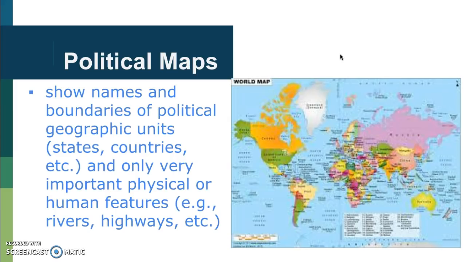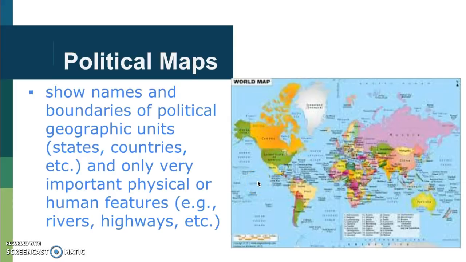Up first, political maps. I bet that you have seen these before. These are maps that show the names and boundaries of political geographic units. That means states, countries, and the picture here is of the whole world map. So if I look here, I see different colors and I see some lines that separate countries, like right here, this orange is Canada, and then below it is the United States.